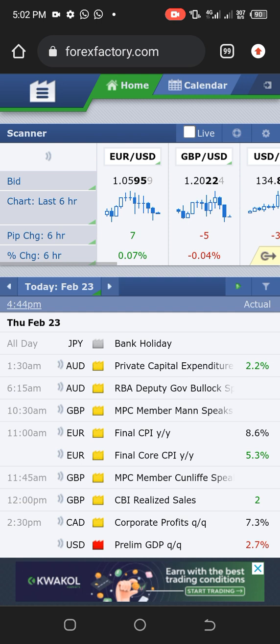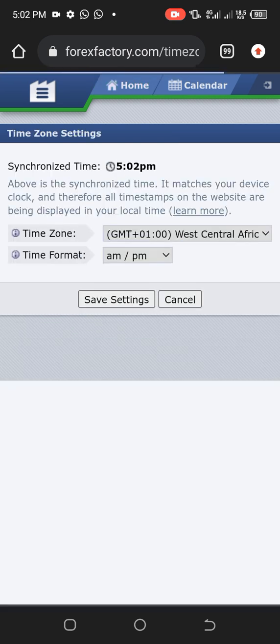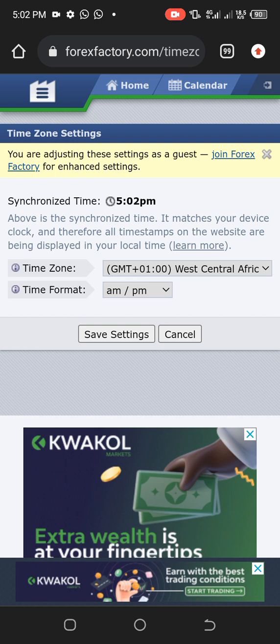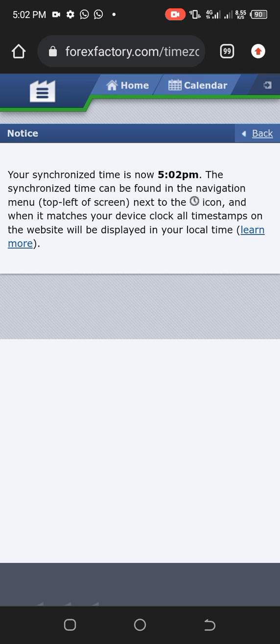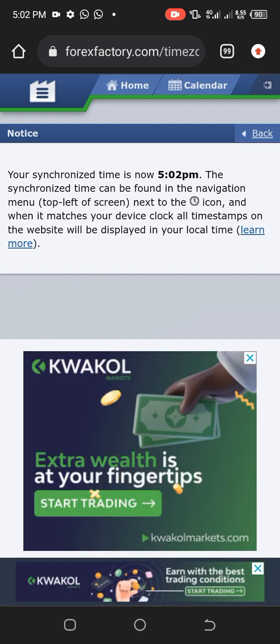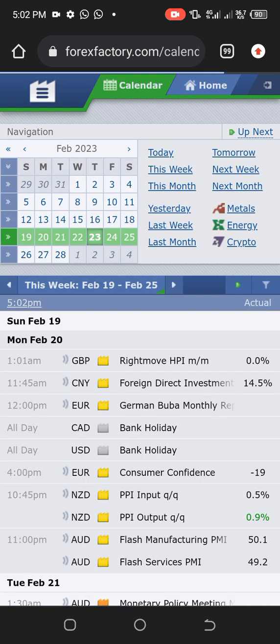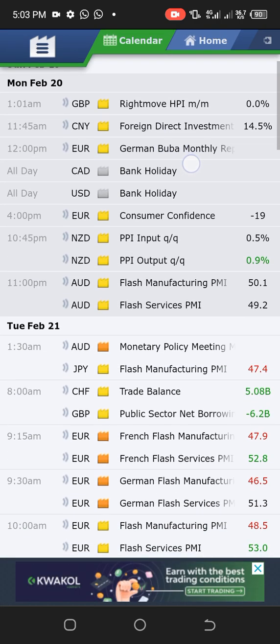Now when you visit the site, the first thing you do is change your time. Look at this place, you can see the time here. You click on it and set it to your own time zone. I'm setting this to my own time zone since I'm talking from here. So GMT +1, West Central Africa. So I save settings. After you save settings, you can see the time now has changed. I have to go back to calendar.